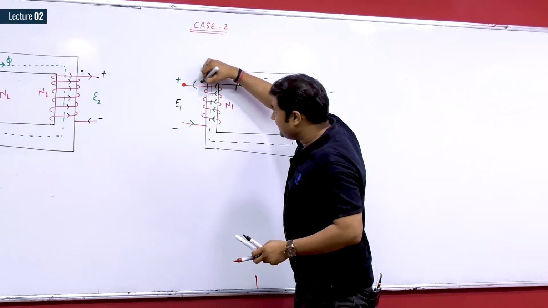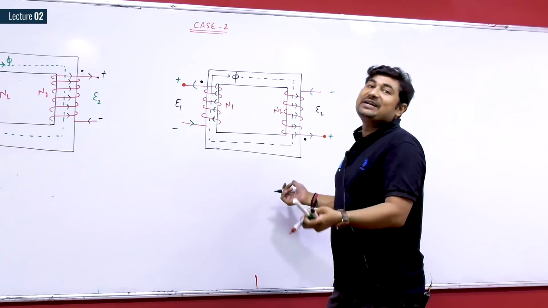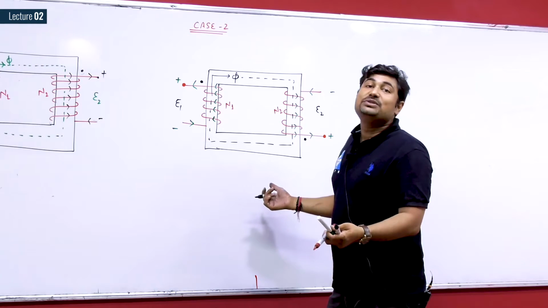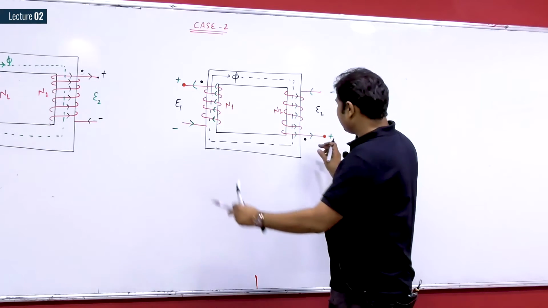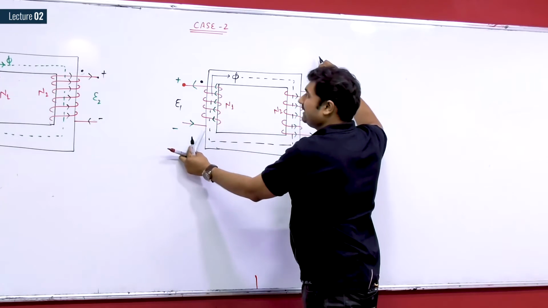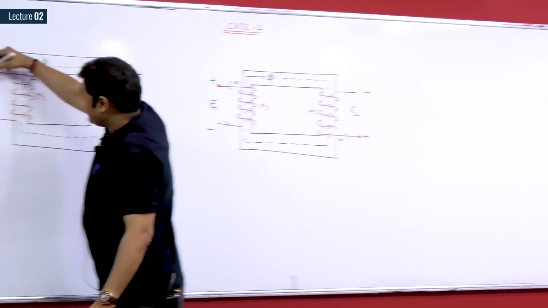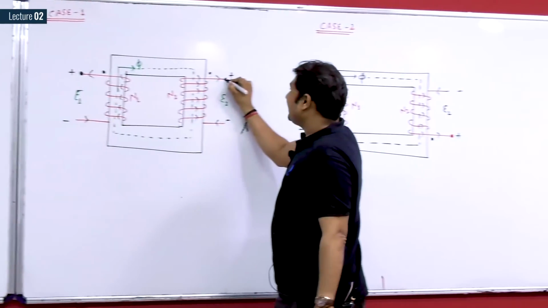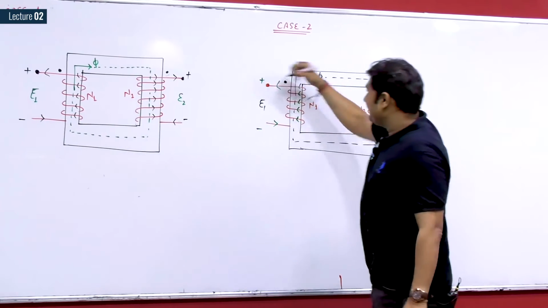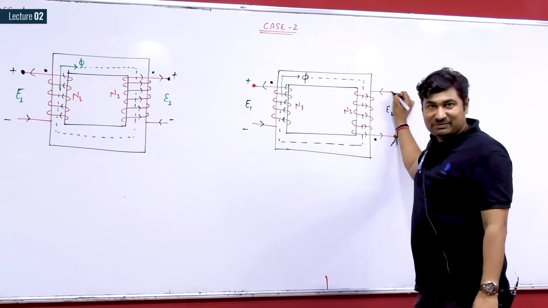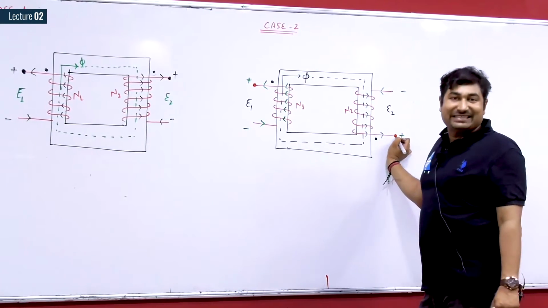So you can represent a dot here, and then you can represent a dot here. The two dots represent the same induced EMF polarity at the same instant. One can also put these two dots here and here. No issue. Now please observe, this terminal and this terminal are 0 degree displaced. However, this terminal and this terminal are 180 degree displaced, while this terminal and this terminal are 0 degree displaced.